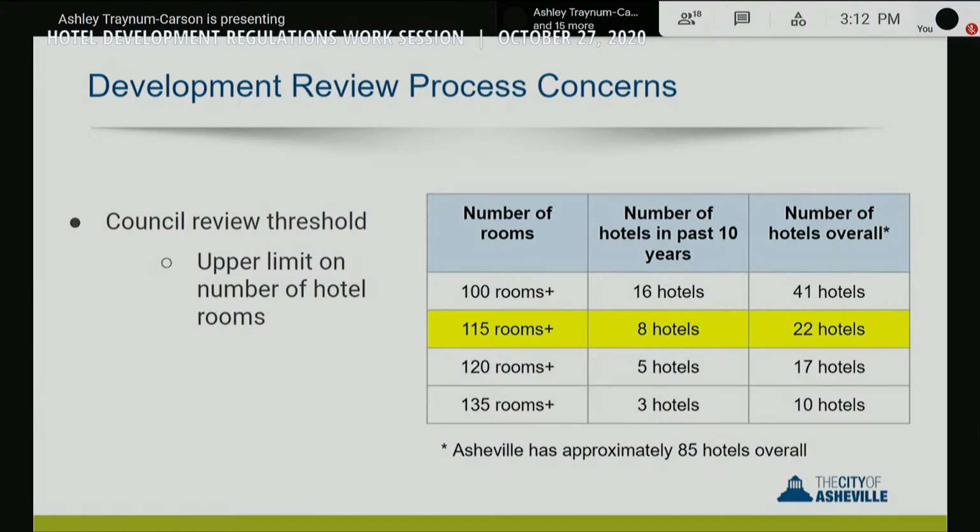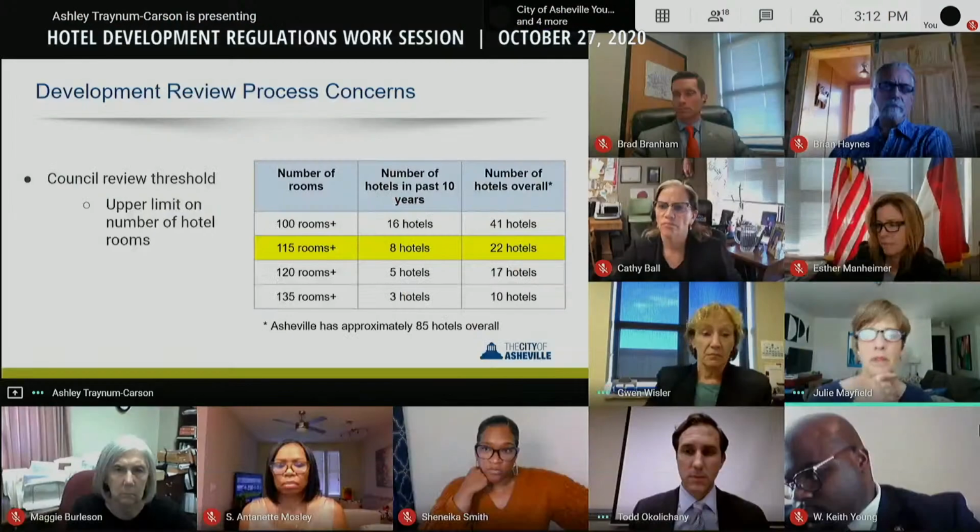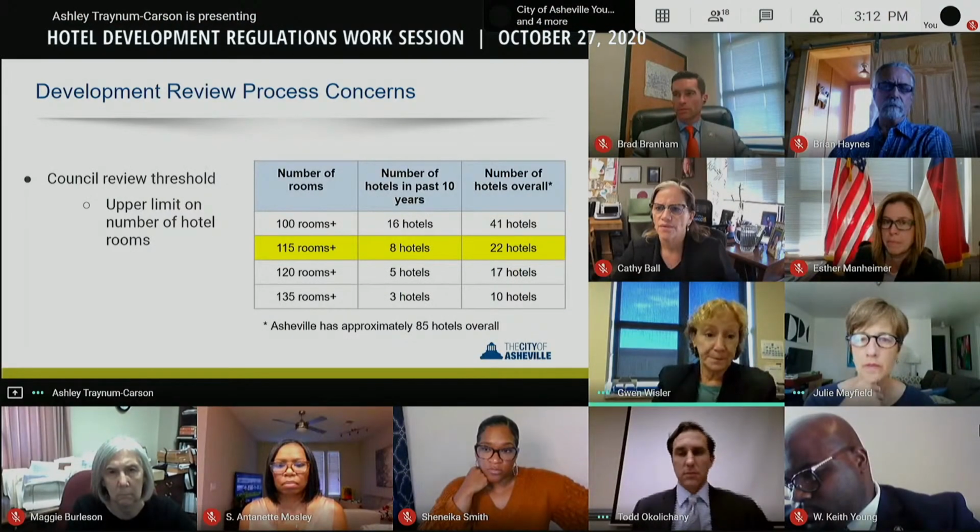And then about half of all of our hotels in the history of Asheville, about half of those are over 100 rooms. So I think the way to look at this is you would possibly review anywhere from 2 hotels per year to possibly half of all hotels that are proposed within the city. Yeah, I'd be okay with that.